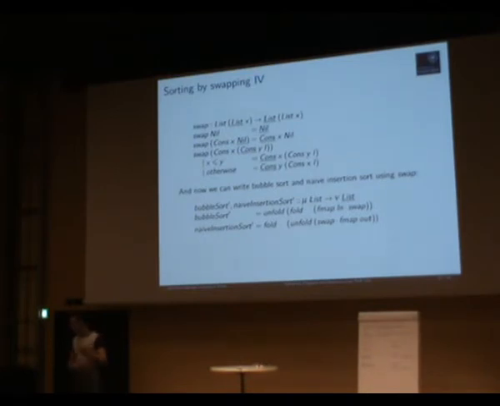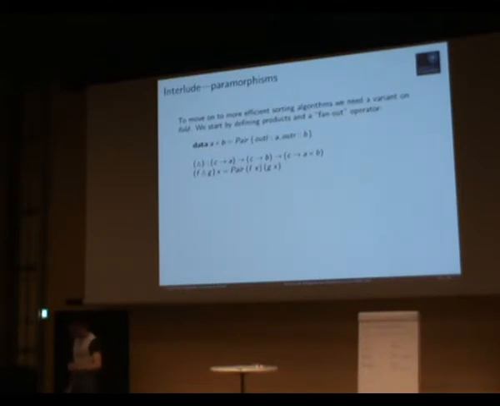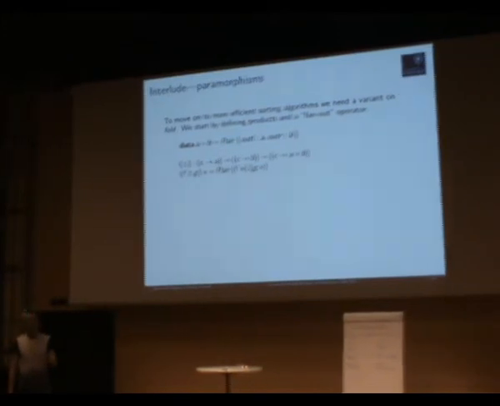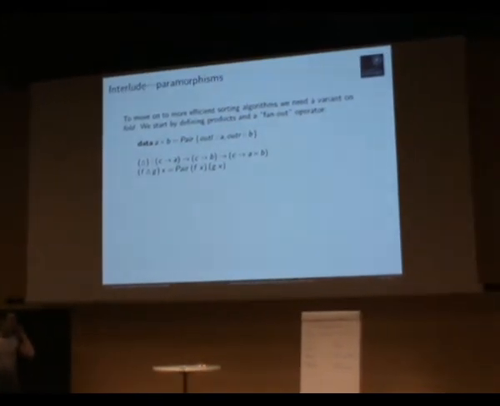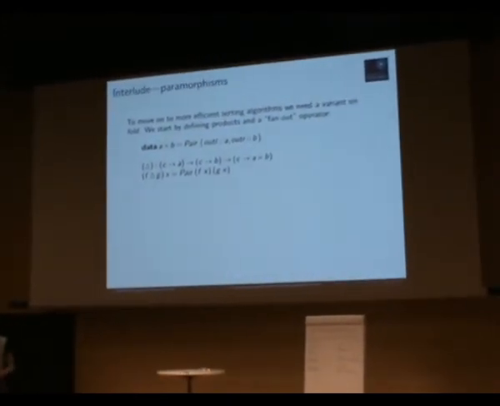So one thing that isn't satisfactory, of course, is that we have naive insertion sort, not true insertion sort, because we don't stop the recursion when we insert an element in a sorted list. So how can I write a true insertion sort? For that, we need to move to more advanced recursive morphisms, namely paramorphisms, as a variant on catamorphisms.